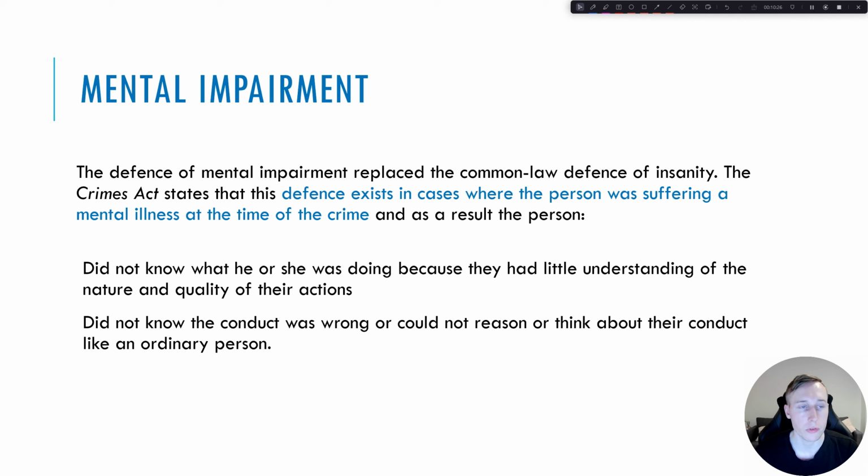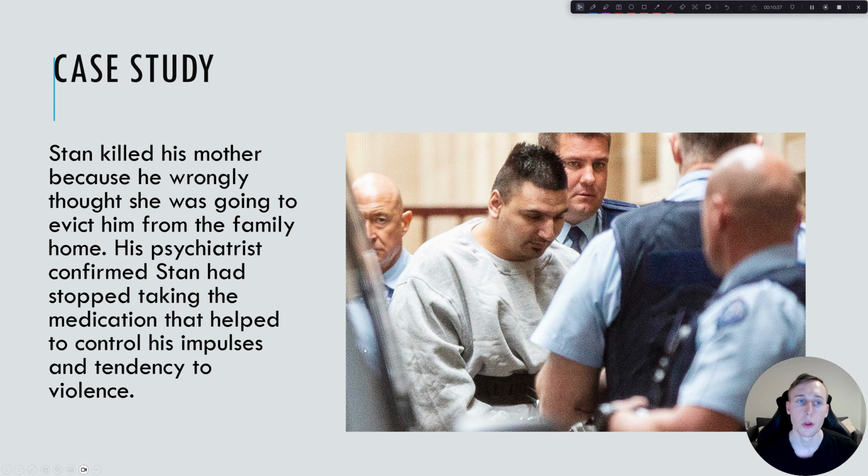If you are going to claim this defense in a courtroom, a team of psychiatrists have to prove that you genuinely have a mental impairment and that stopped you from understanding what you were doing or knowing what you were doing was wrong. For example, Stan killed his mother because he wrongly thought he was going to get evicted from the family. His psychiatrist, a trained professional, confirmed Stan stopped taking the medication that helped control his impulses and tendency to violence. So he had a mental impairment and as a result committed the crime.